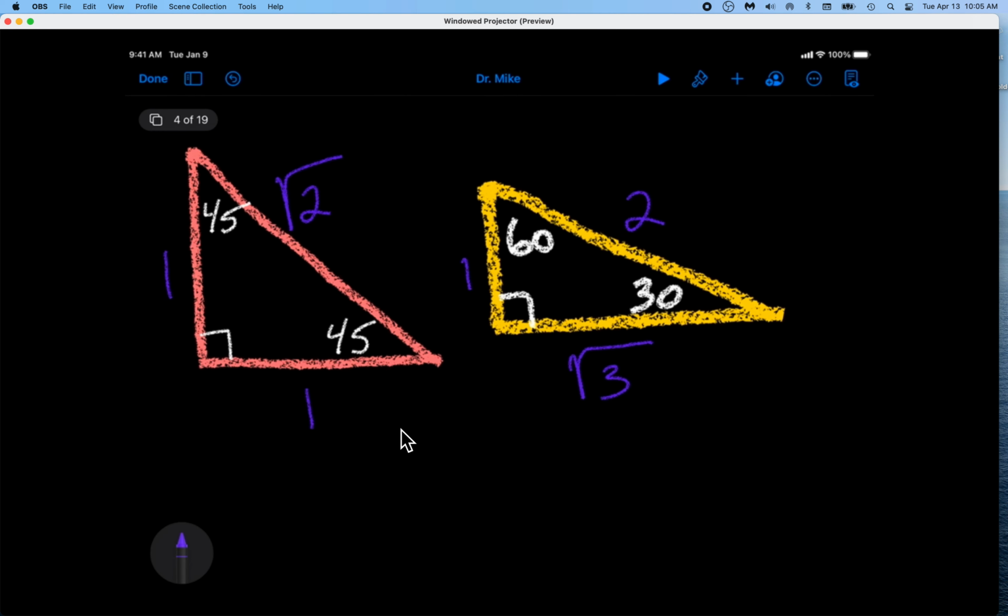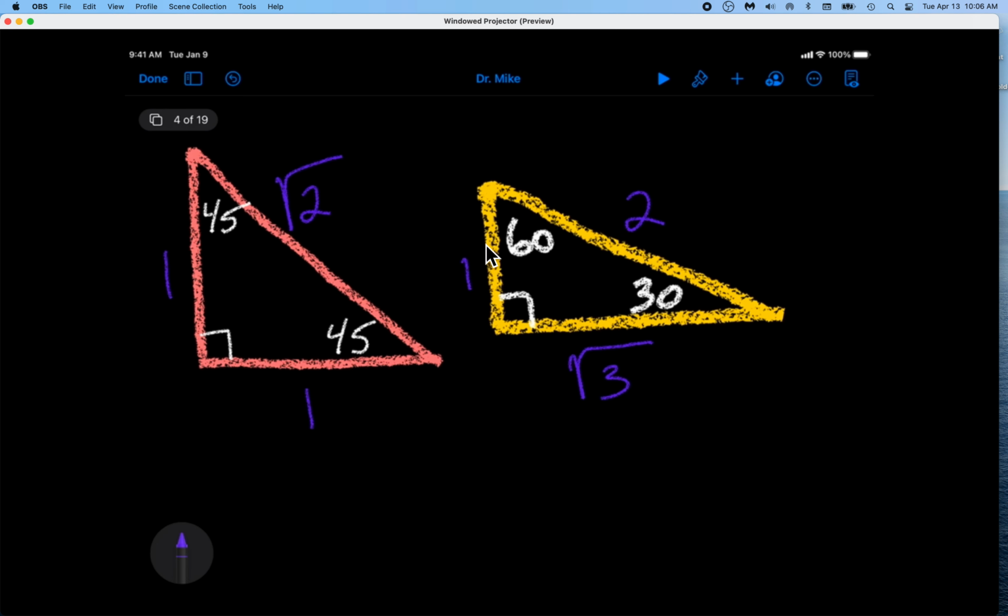Now, the other thing I want you to notice is the fact that this is a 1, that's a 1, that's a 1. The fact that this is a 1 lets us move from the length of this side to the hypotenuse using this as a conversion factor. And you'll see what that means in a minute.